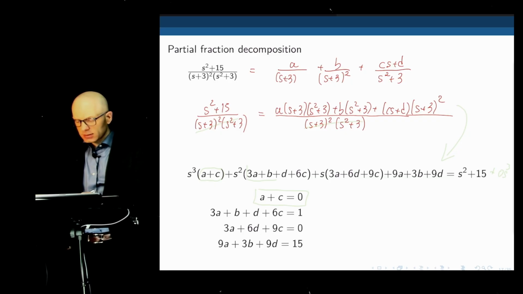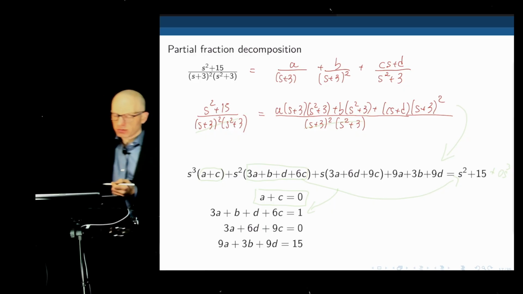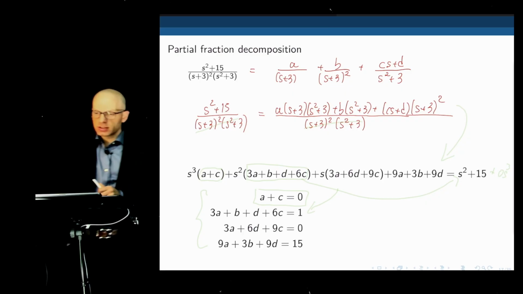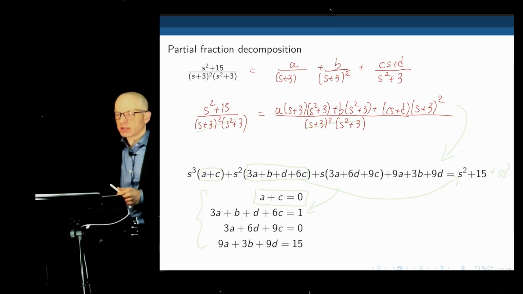We can equate s squared here with that equals 1. That gives us a second equation. Then the same for s and s to the power of 0. This is all we get as a result. And now we can solve the system of equations to find a, b, c, and d.